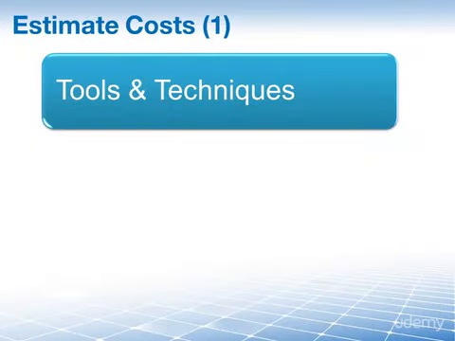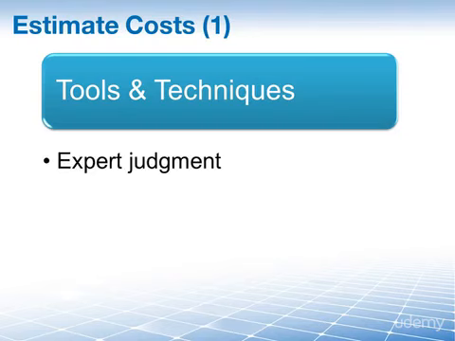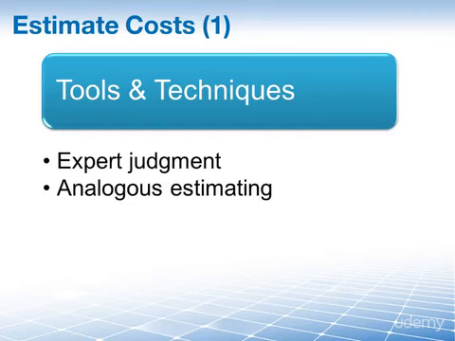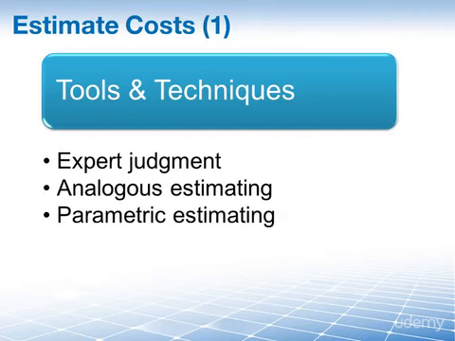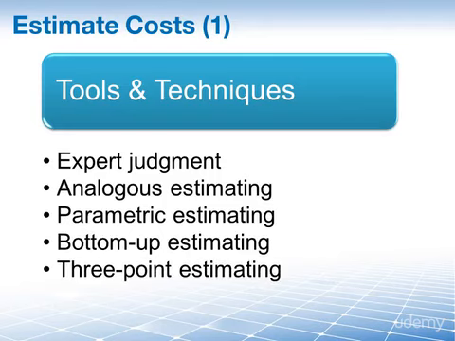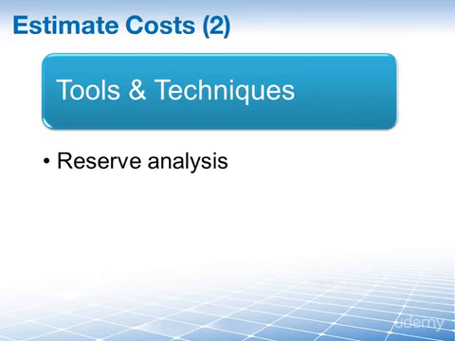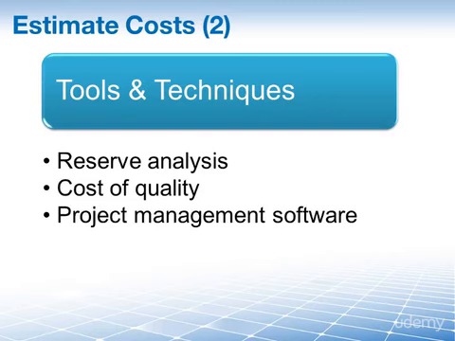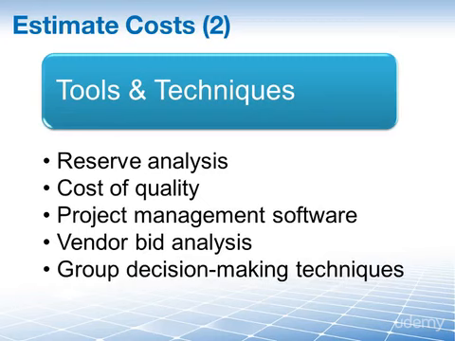Let's do a brief overview of the 10 tools and techniques that we apply in this process and that are still ahead of us in this lesson. It all begins with expert judgment. Then we have analogous estimating, parametric estimating, bottom-up estimating, and 3-point estimating. That is closely followed by the reserve analysis, the cost of quality, project management software, vendor bid analysis, and finally group decision making techniques. Let's begin at the beginning.